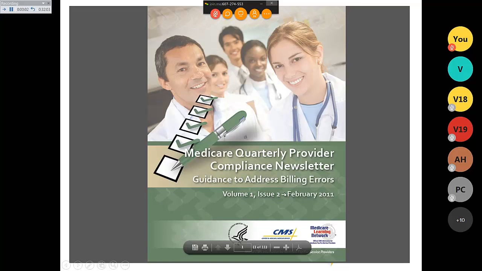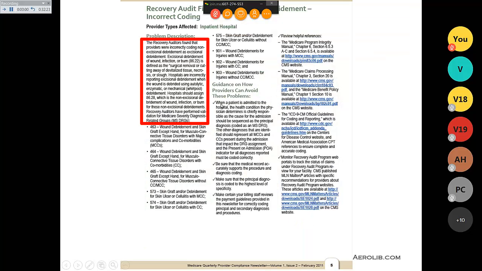Now, Medicare does release their compliance newsletter guidelines, and this is guidance to address billing errors. This is the one I pulled out from 2011, and it's an 11-page report. It's available online. We can get you a link on this. Links are at the end of the presentation. People with LMS, just click on it. It will take you to this compliance newsletter. When we look at page 5, they talk about debridement incorrect coding. And so they are talking pretty much to what we have been discussing: what was the procedure done, why was it done, what was the extent of the procedure, and again, specificity in documentation.